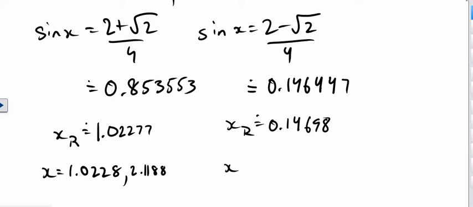And the nice thing about these 2 is that they were both positive, so quadrant 1 and quadrant 2. So when I get the related angle, it's one of my answers. It does make life a little bit easier. And then the next one is pi minus my answer, and that works out to 2.9946. So there's my 4 answers.